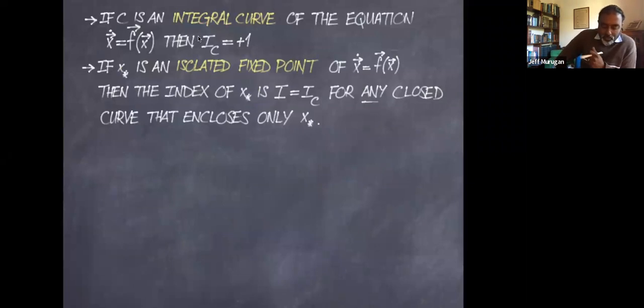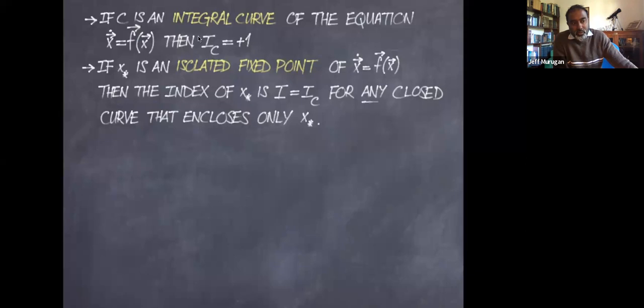The next point to note is that if the curve C is what we call an integral curve of the differential equation. So geometrically, what that means is that if I draw the curve C and I draw the vector field on the same picture, then the vector field will be tangent to the curve C at all points. If that is the case, then we say that C is an integral curve of the differential equation. And the story here is that if I have an integral curve of the differential equation, then its index is always +1.